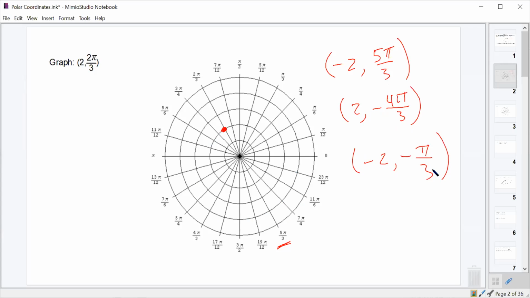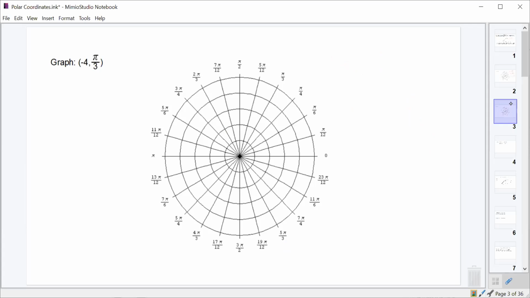So the difference here is that in the rectangular coordinate system, there's only really one way to label any point, but in the polar coordinate system, there are an infinite number of ways to label each point. Right?